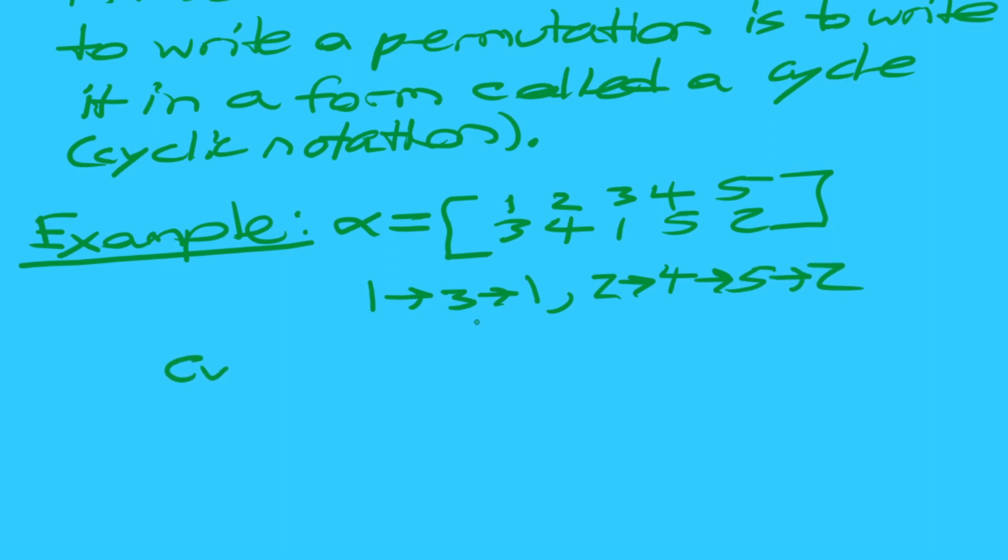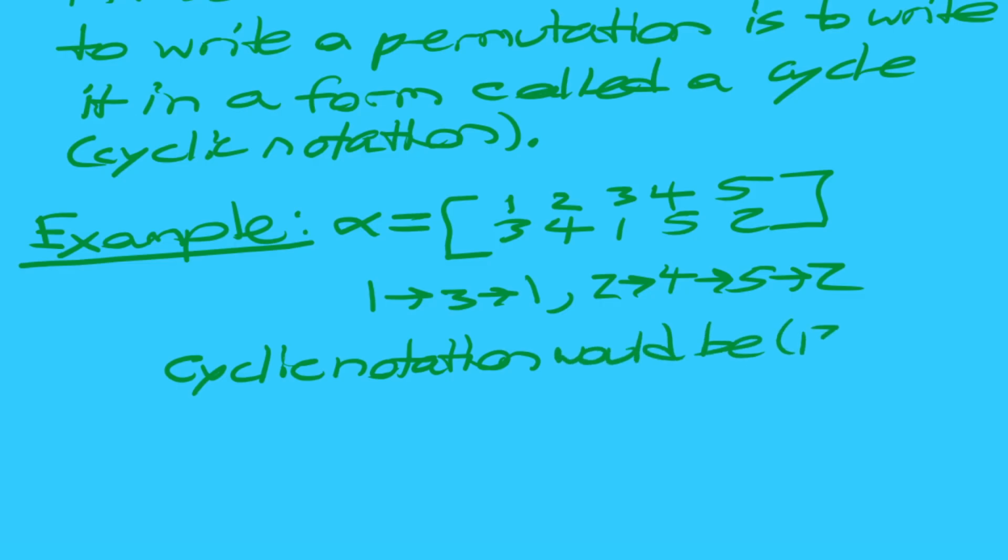So if we were to write this in cyclic notation, it would be (1 3)(2 4 5). Because the way we write cycles is we write the first element and where it maps to, and then at the end we don't write the element again, because a cycle by definition is supposed to repeat itself, so it's supposed to go back.